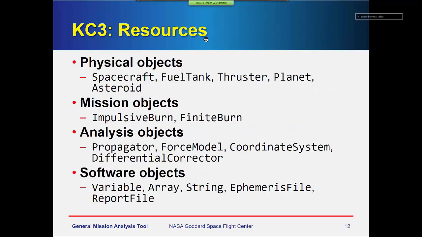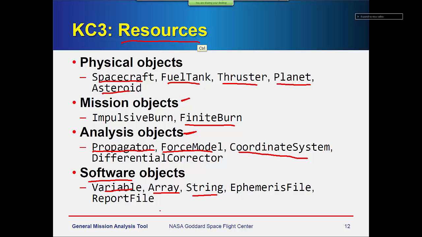Some examples of resources: you have physical objects like spacecraft, tanks, thrusters, planets, asteroids. You have mission-level objects like burns, and analysis objects like propagators, force models, coordinate systems. These are conceptual things that you need to deal with throughout your mission. And you have programming-related software objects like variables, arrays, strings, output files, input files. All of these, both physical and conceptual objects that you're dealing with, are resources.